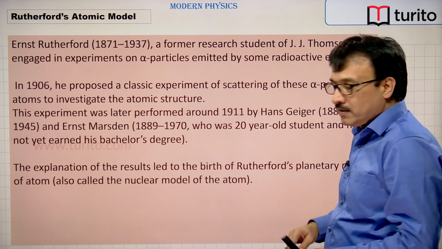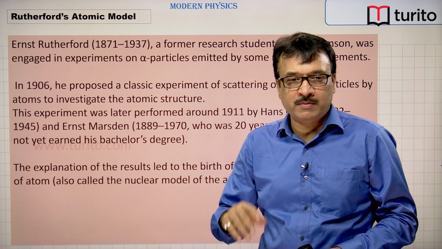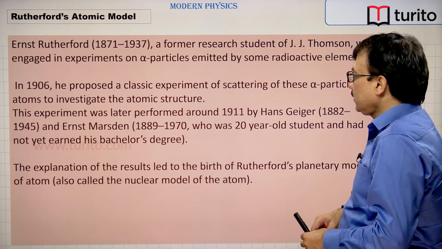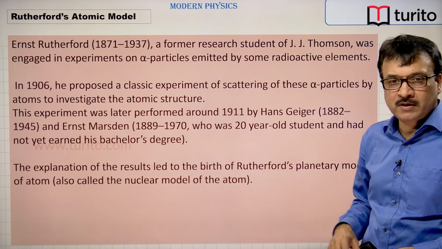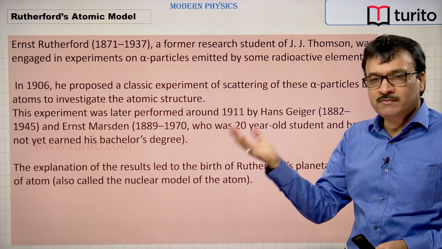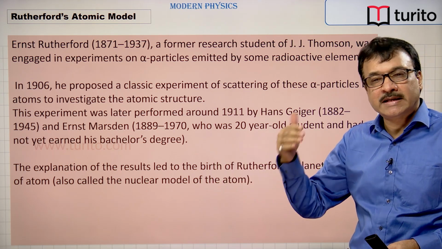Basically, Rutherford proposed the atom model after doing an experiment. So, an experiment was done by Rutherford, and on the basis of the result he got on that experiment, he proposed an atomic model. So, let us first move to Rutherford's model step by step.